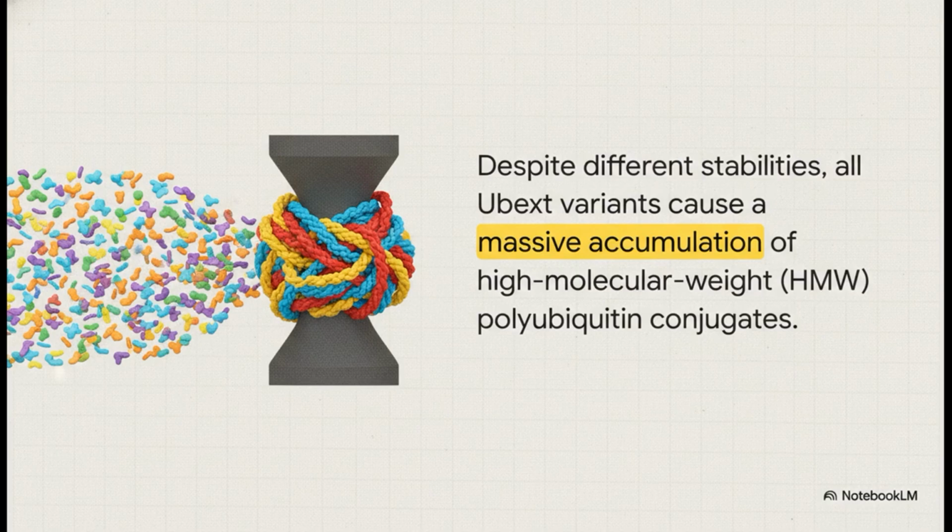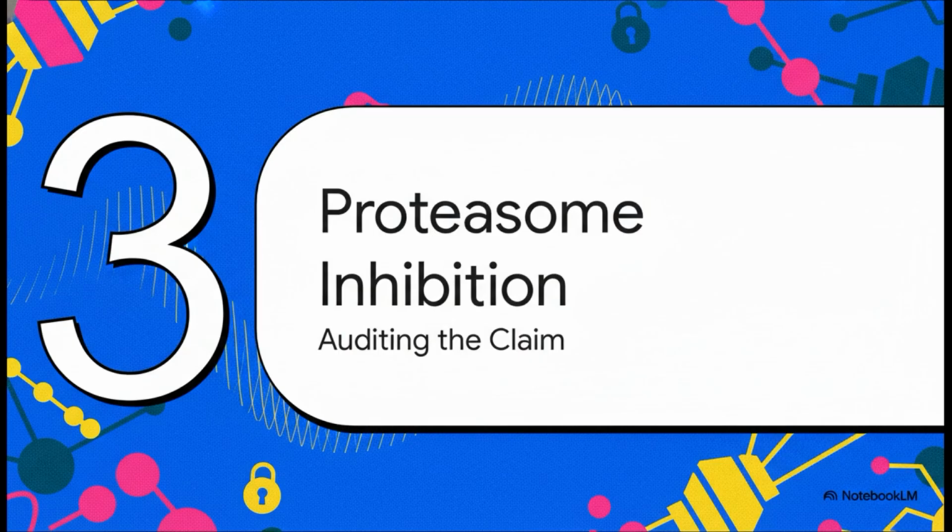This is a dead giveaway that there's a broad disruption of the UPS. There's a significant bottleneck somewhere in the system. So on to Section 3. The critical question is, is that bottleneck at the proteasome itself? We're now going to do a direct audit of that central claim, proteasome inhibition.